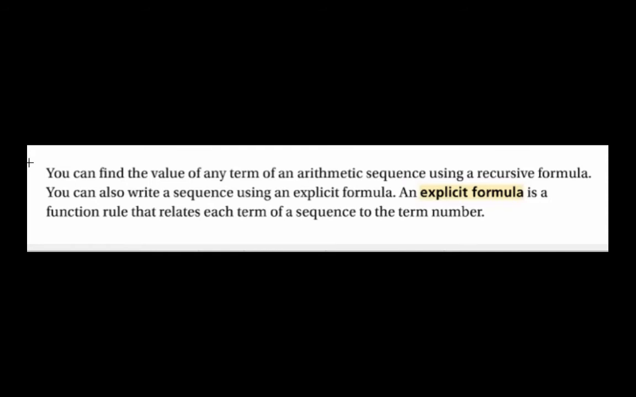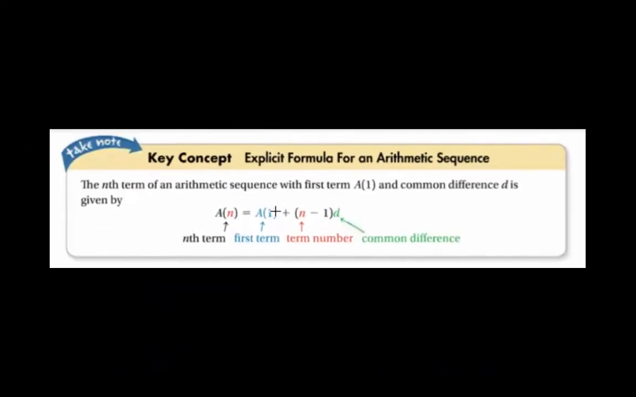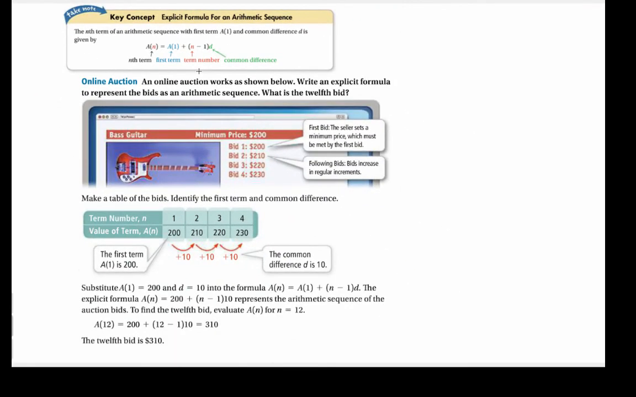You can also write a sequence using an explicit formula. An explicit formula is a function rule that relates each term of a sequence to the term number. So the explicit formula is based off of the term number, not necessarily the term before it in the sequence. So here in this concept box is an illustration of what the explicit formula is going to look like. So if we need to know the nth term of this arithmetic sequence, it's going to be the first term plus the term number that we're trying to determine minus 1 times the common difference. Okay, that's the pattern here.